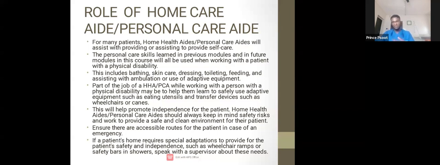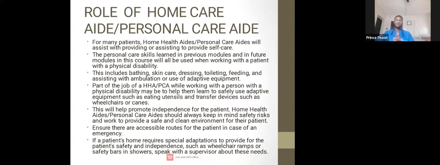This includes bathing the patient, skin care for the patient, dressing the patient, toileting, that's taking them to the toilet, feeding them, and assisting them with ambulation, that is moving from one place to another, or use of adaptive equipment to move from one place to another. So part of the job of a home health aide or personal care aide, when I say HHA or PCA, we know what it means, while working with a person with a disability, may be to help them learn to safely use adaptive equipment, such as eating utensils and transfer devices, such as wheelchairs and things.